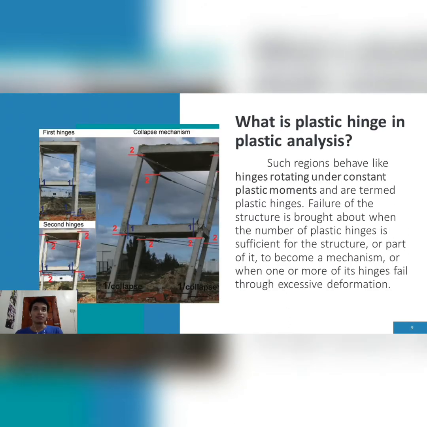So, what is plastic hinge in plastic analysis? Such regions behave like hinges rotating under constant plastic moments and are termed plastic hinges. Failure of the structure is brought about when the number of plastic hinges is sufficient for the structure or part of it to become a mechanism, or when one or more of its hinges fail through excessive deformation.